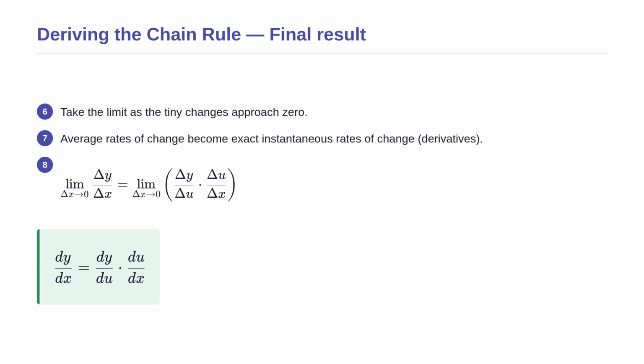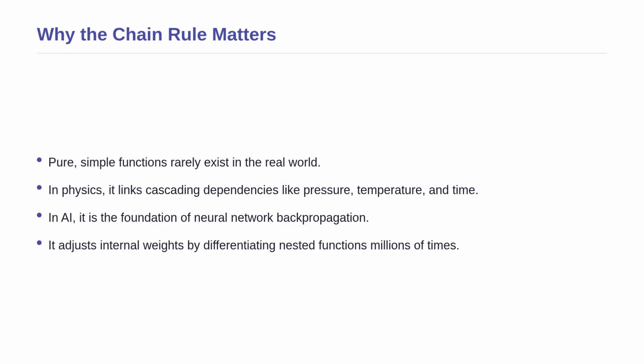In calculus, as these small changes approach 0, the average rates of change become exact instantaneous rates of change, which we call derivatives. The ratio delta y over delta x becomes the derivative dy by dx. The intermediate ratios become dy by du and du by dx. This gives us our final result, proving that the total derivative is indeed the product of the intermediate derivatives. This simple algebraic relationship between small changes is the true heart of the chain rule. So we have proven that the chain rule holds.